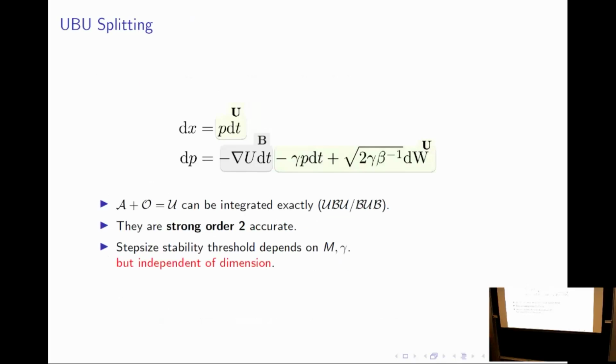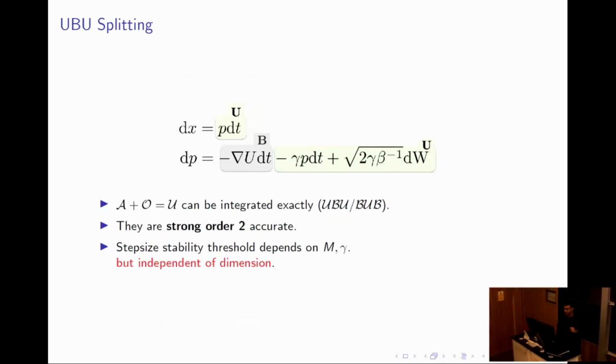And what's also very interesting, which is given at the very bottom bullet point, is that the step size stability threshold depends on M, which is related to the strong convexity assumption, and also gamma, which is this friction term that you see right here. But despite this, it is independent of dimensionality. So because of these reasons, this is why we are going to use this UBU scheme in our unbiased estimate.